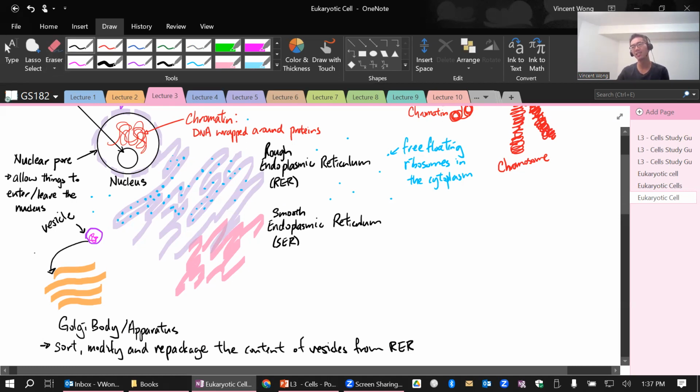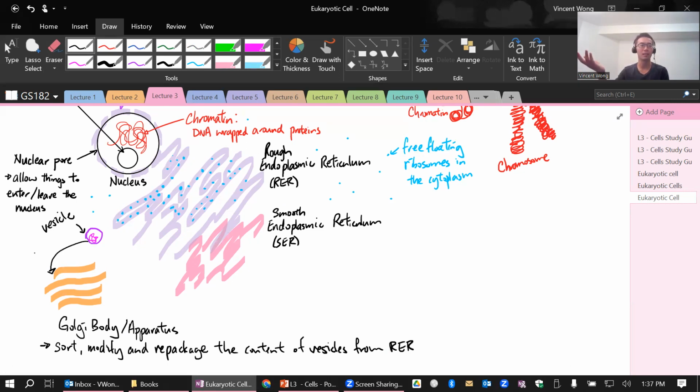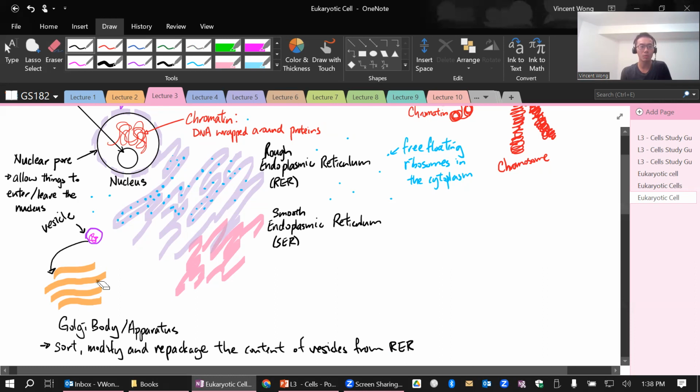And the Golgi body is like the sorting center for packages. Like the post office. They receive all these packages. It needs to sort them. It needs to know what goes where. And sometimes, if the package is broken, they have to fix it and rewrap it. That's essentially what the Golgi body does.